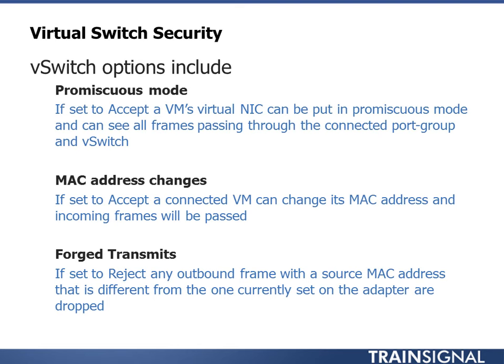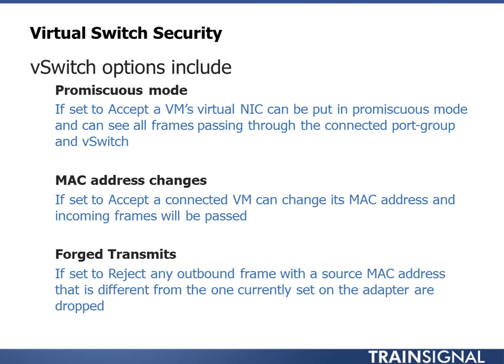So the three main security options are promiscuous mode, MAC address changes, and forged transmits. Promiscuous mode is simple. Do you allow a VM to put its virtual NIC in promiscuous mode and start sniffing all the frames it sees going through the connected port group in the vSwitch? Yes or no. Normally you set that to no.